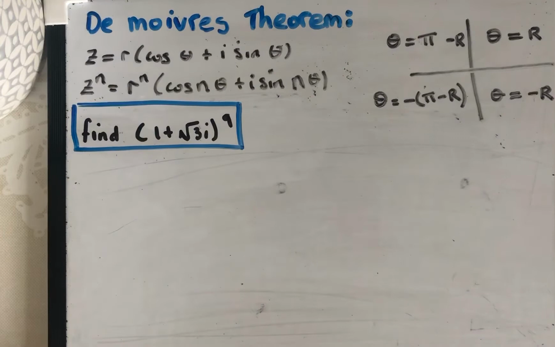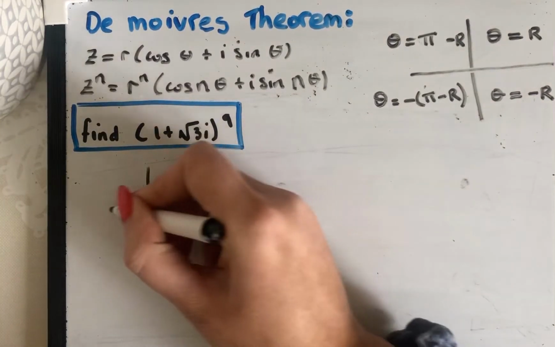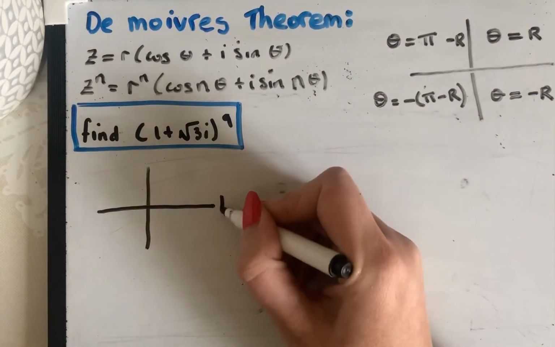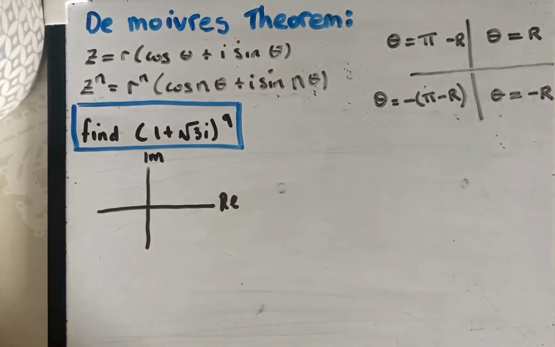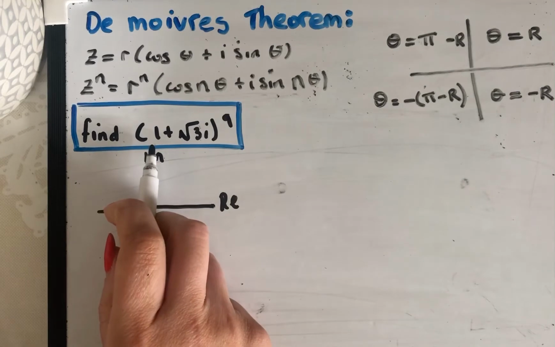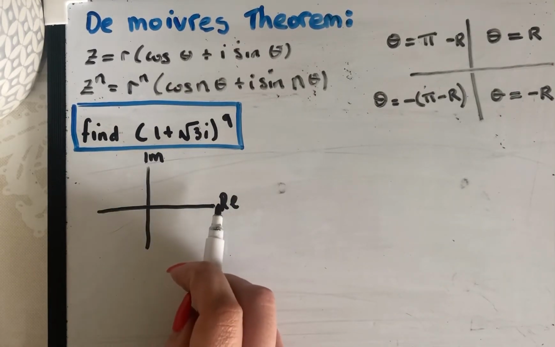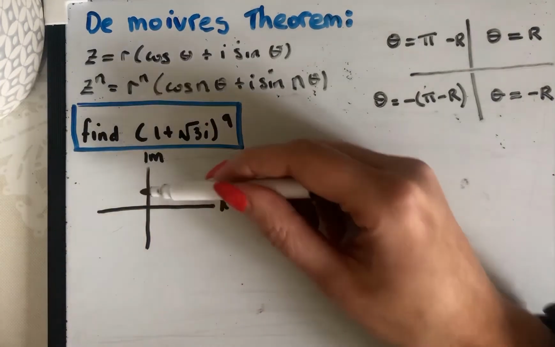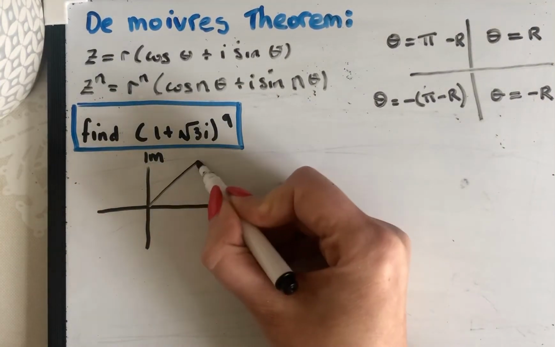So we're going to begin by first plotting our complex number and finding it in polar form. So let's plot our complex number. There is the real and there is the imaginary. We can see that 1 is positive for the real, so it's along this axis here, and root 3 is imaginary, so it's up here. So we know straight away our complex number is in the first quadrant.